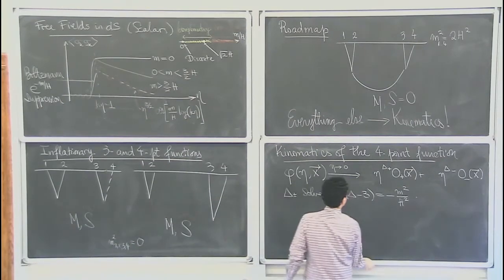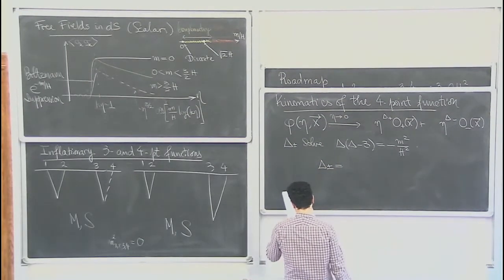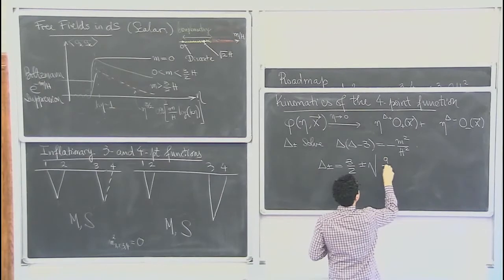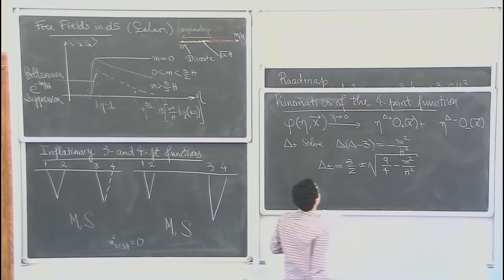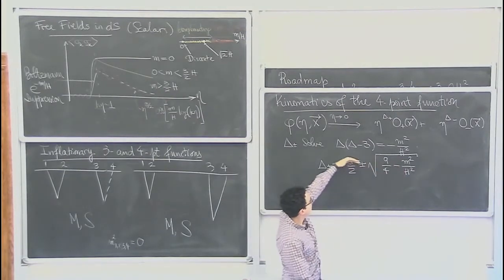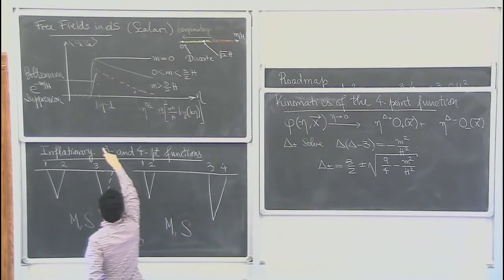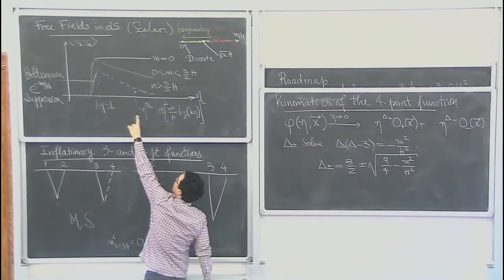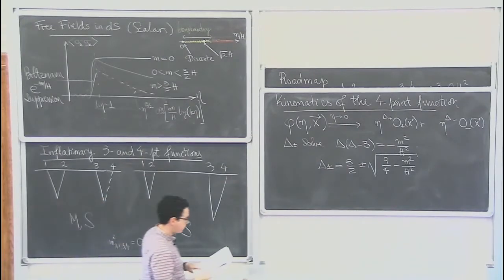If I write it in more detail, delta plus minus equals 3/2 plus or minus the square root of 9/4 minus m squared over h squared. In particular, notice that if the mass is large, I'm going to get 3/2 plus or minus i times something. The plus or minus i times something is related to the oscillations, and the 3/2 is related to the power law fall-off of the correlation function.